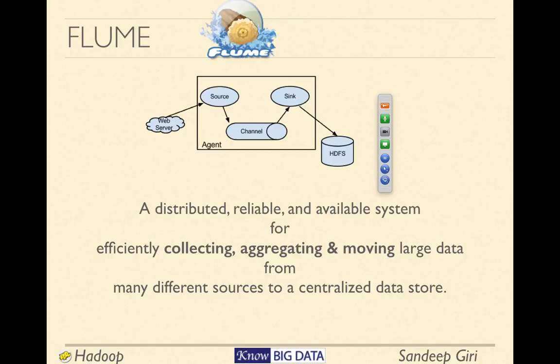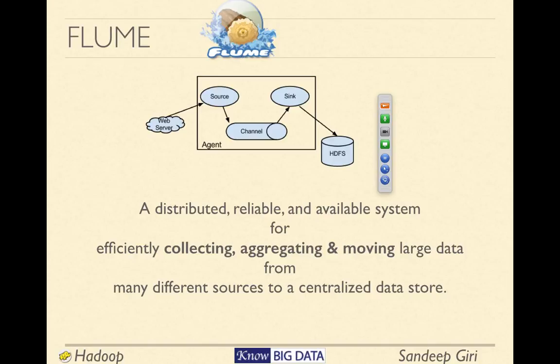Now you might ask, then what's the point of a channel? Source and sink could have been a single component. Source knows how to read the data from, let's say, your web server, and sink knows how to write that data into HDFS. These are two parts of the agent, and this agent will keep running on all the machines in your network. Now the question is, why do we need a channel?